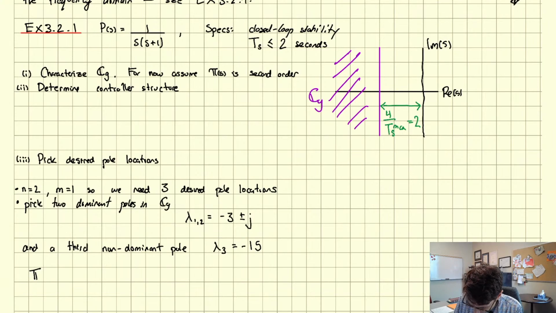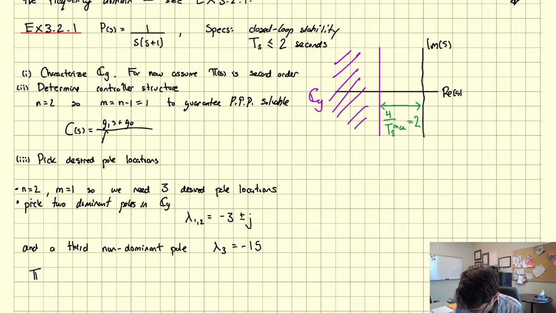Okay, so again, n equals 2. So m equal to n minus 1 equals 1 to guarantee that the problem is solvable. Okay, so our controller in this case, we did the second order derivation, so it's going to look like this.